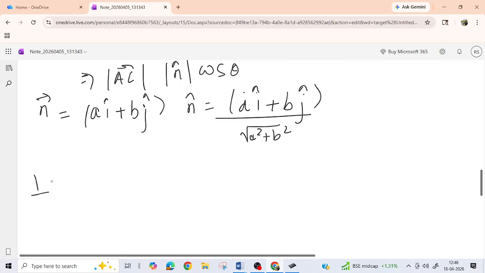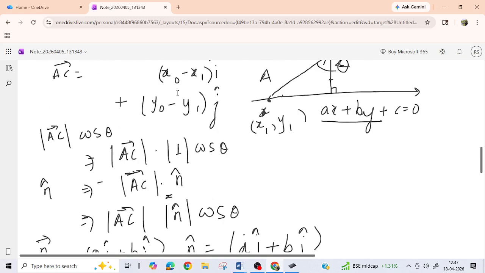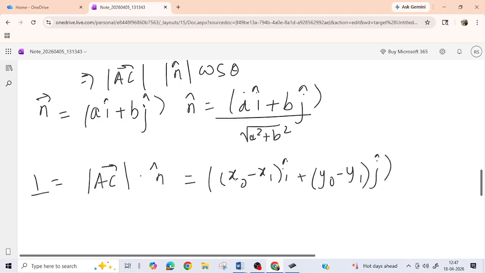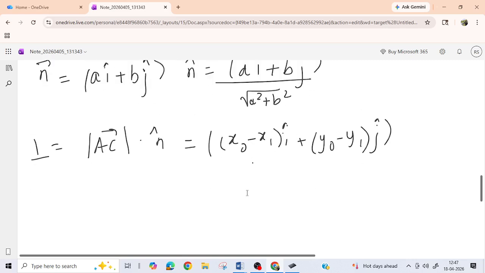So the perpendicular distance would be AC dot n cap. We know AC is what we just found out: x naught minus x1 i cap plus y naught minus y1 j cap, dot the unit vector, which is a i cap plus b j cap, divided by the square root of a square plus b square.